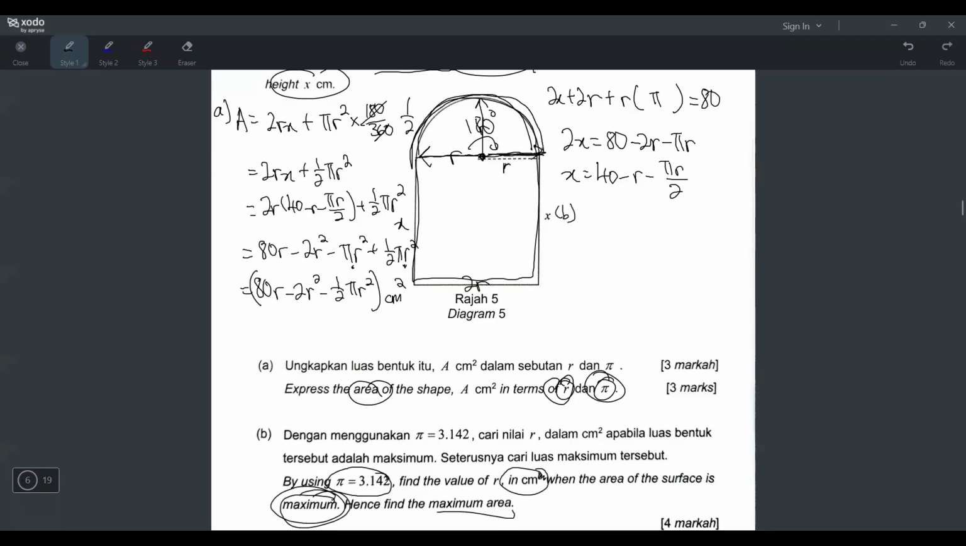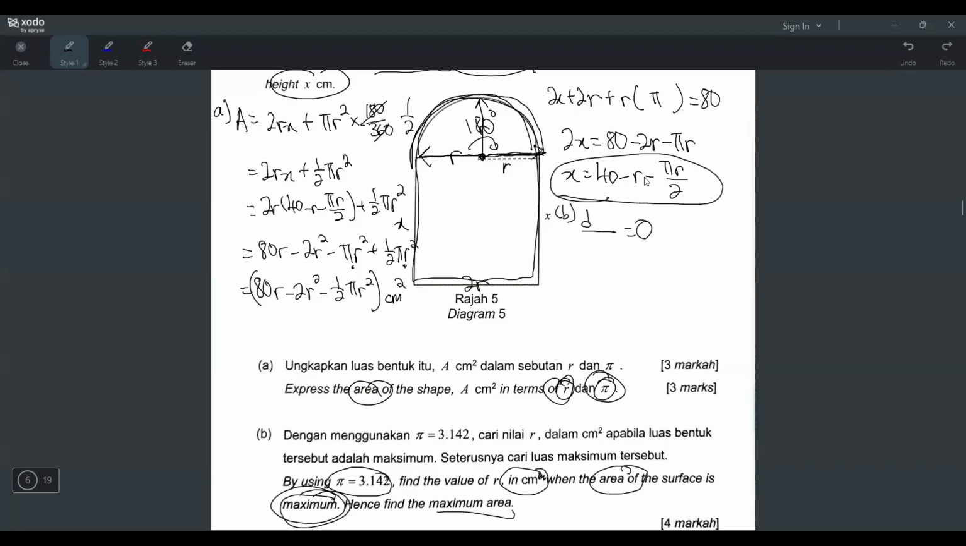Whenever you see the word maximum or minimum appear in a differentiation question, you will differentiate and set it equals 0. But in this case, you will differentiate what equals 0? You look at what they say is maximum. Whatever they say is maximum, that is what you differentiate equals 0. If they say volume maximum, you differentiate volume equals 0. If they say area maximum, you differentiate area equals 0. It depends on what is maximum. So in this case, they say area of surface is maximum, so you will differentiate the area equation equals 0.